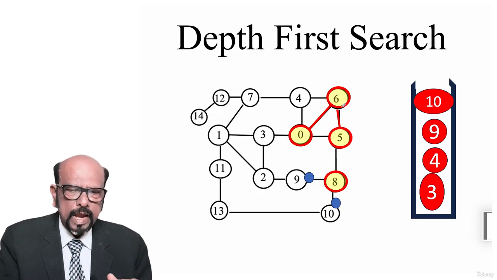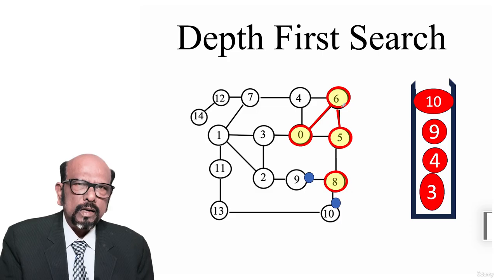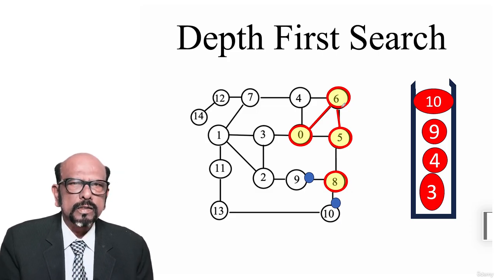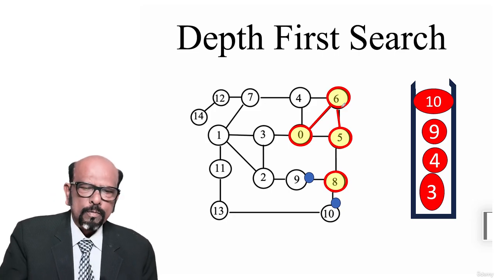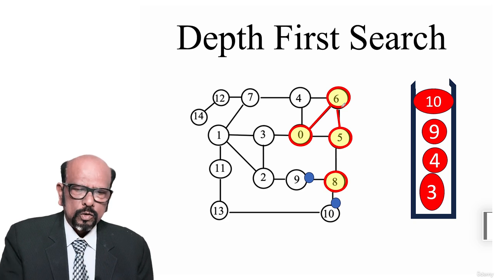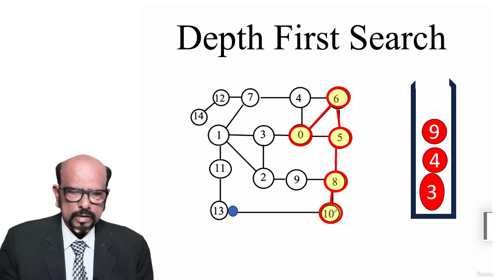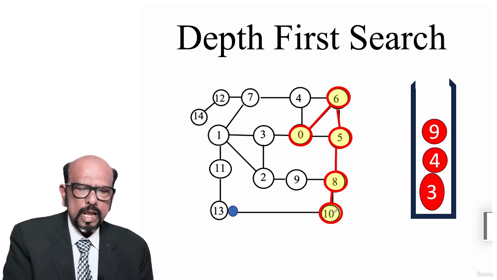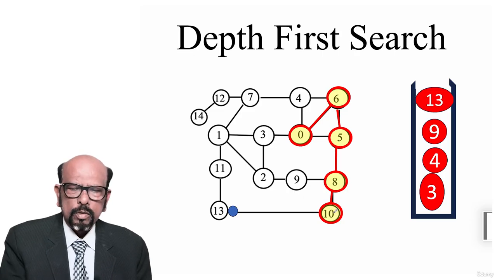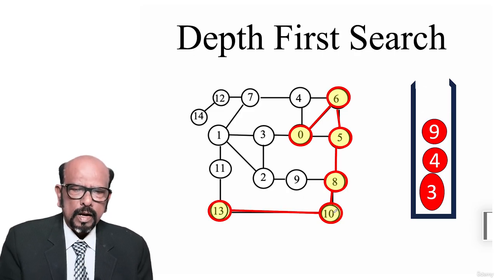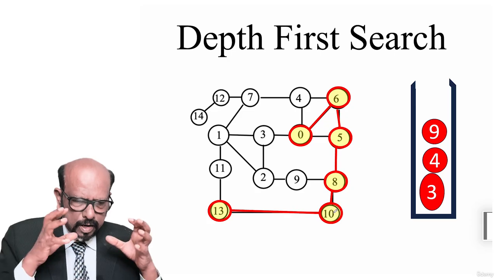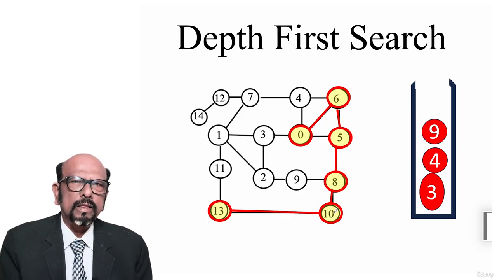Depth first search of 8 will be done by finding out what the neighbors are. 10 and 9 are the neighbors. So put 9 inside, put 10 inside. Now pull out 10 from the stack. So now we will start doing DFS of 10. What will happen? 10 has 13 as the neighbor. So we have to put 13 inside. Now pull 13 and we have to do the DFS at 13.